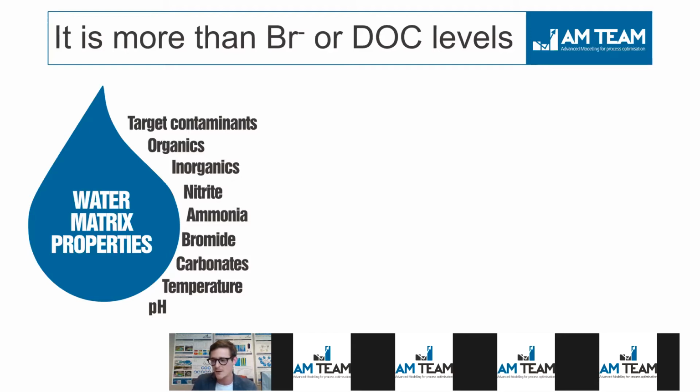So it really depends not only on the DOC, not only on your bromide, it depends on a lot of things. What are the other things? Examples are nitrites, ammonia, carbonates, temperature, pH. There are lots of things to say about this. We could actually have 5 webinars on each of those separately because there is simply a lot of chemistry involved.